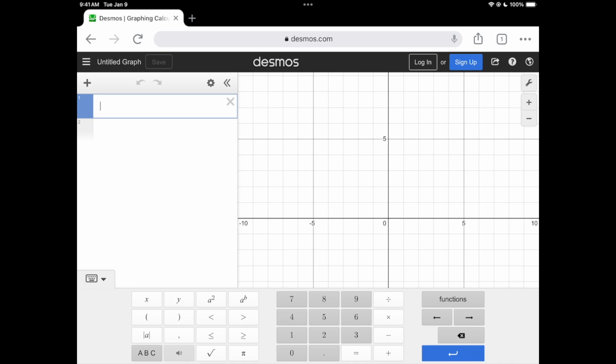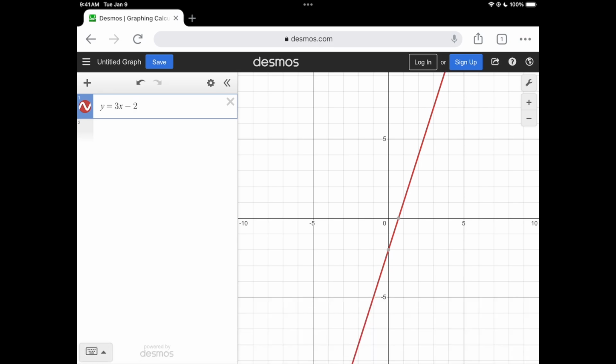On the left, there's a space for you to type in whatever equation you're looking at. So for example, if I wanted to graph a line, I might graph y equals 3x minus 2. And so if I type that in, I get my graph. It shows it all very nicely. You can change the colors. And you can have more than one graph on any particular grid at a time.